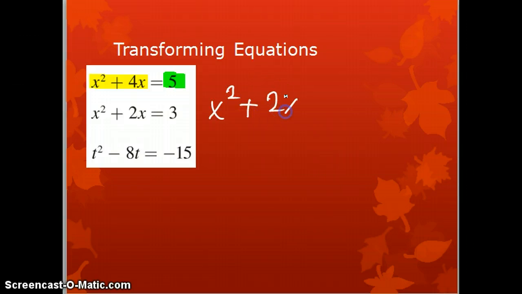So I'm going to add in my blanks. I have x squared plus 2x, there's my first blank, meaning I'm going to add a number there. And then I have equals 3. Well, because it's an equation, I need to add that same number to both sides. I need to keep it balanced.